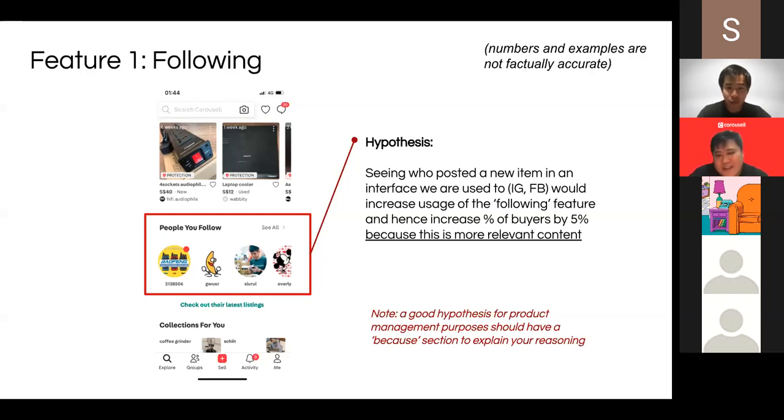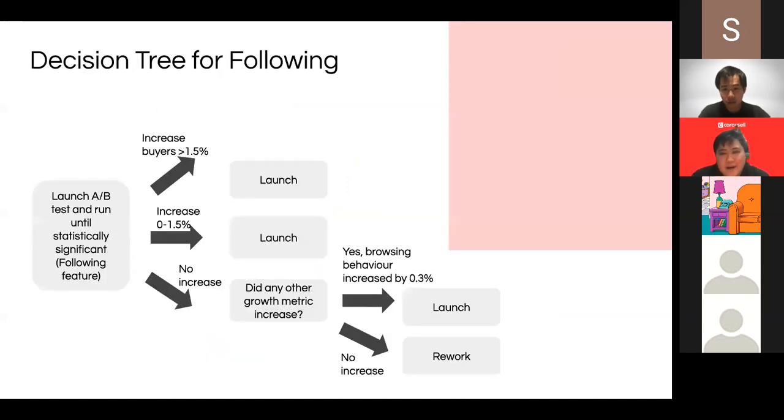I don't think a lot of explanation is needed. You look at this and you instantly know what this feature is about. Okay, so we launched this earlier this year, about 2-3 months back. So here was the decision tree that we had for following.